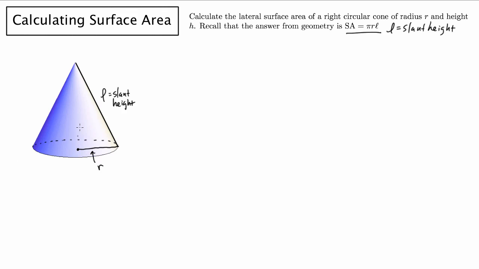And then we also have the height of the cone, which is this vertical distance from the apex down to the center of the base. We'll let that be the height. In considering this particular cone, we were told in geometry that the formula is pi r L, and what I want to do in this video is use our surface area integral to prove that result.